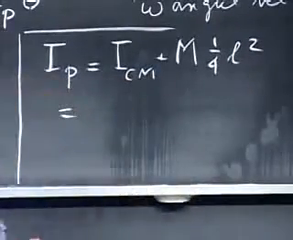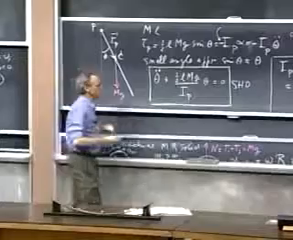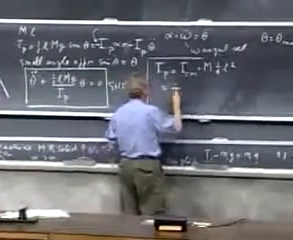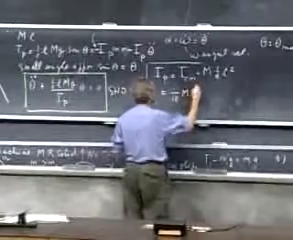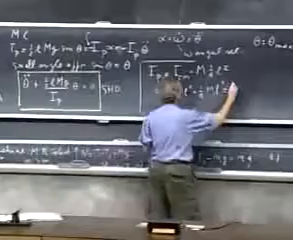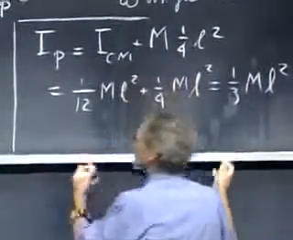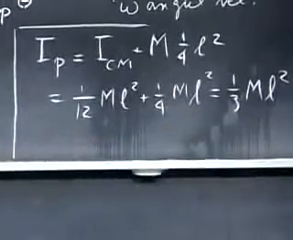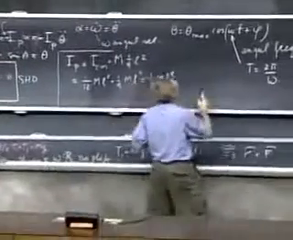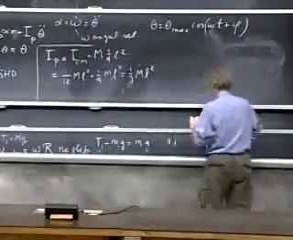I look up in a table what the moment of inertia is for rotation of a rod about its center, perpendicular to the axis, and that is 1/12 mL squared. Plus 1/4 mL squared gives me 1/3 mL squared. So I know now what I of P is, and so now I can solve for the value for omega, the angular frequency. I'll do that here so that we keep everything on one blackboard.